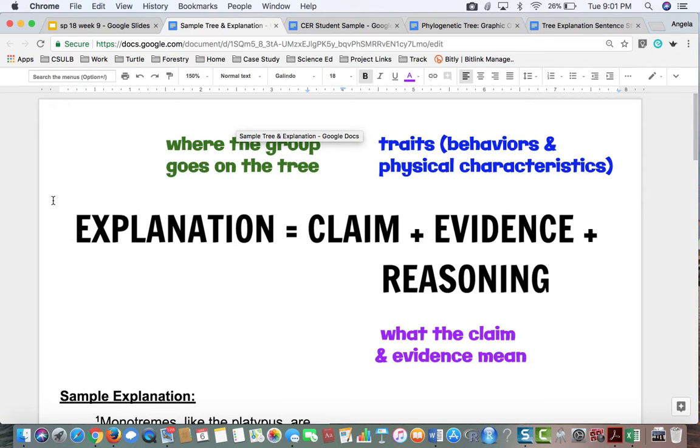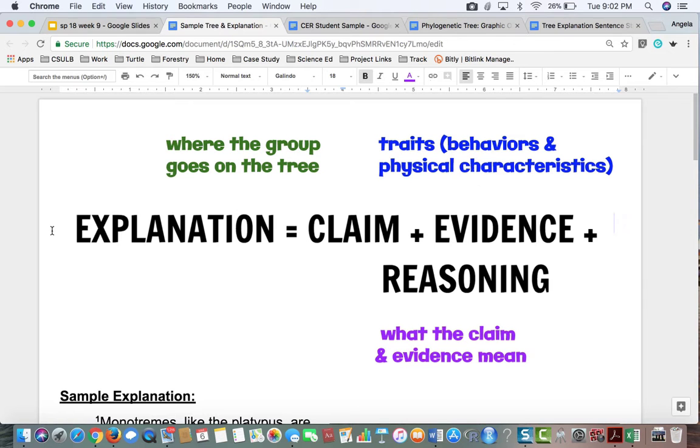On this document, at the top, you should have this image where it says explanation equals claim plus evidence plus reasoning. So let's talk about these three pieces just really briefly. Your explanation should have all three in the end. The claim should be where the group goes on the tree. The traits, which would be behaviors, physical, or even structural, so inside the body or outside the body, what you can see, that would be your evidence. So again, evidence is traits, which are behaviors and physical characteristics.